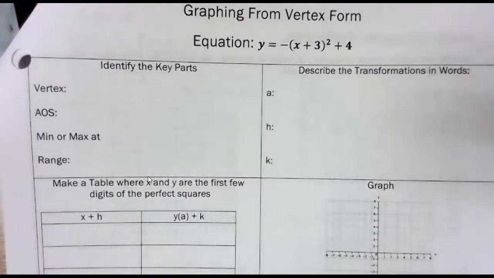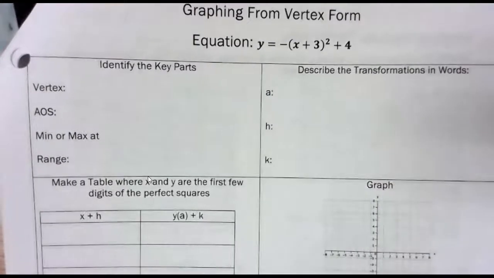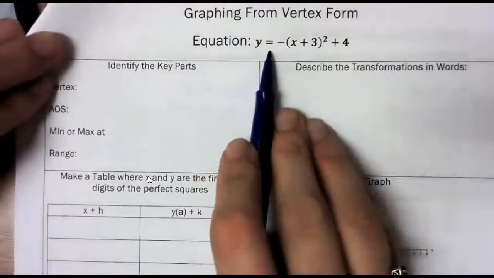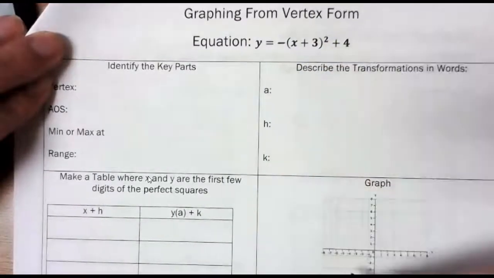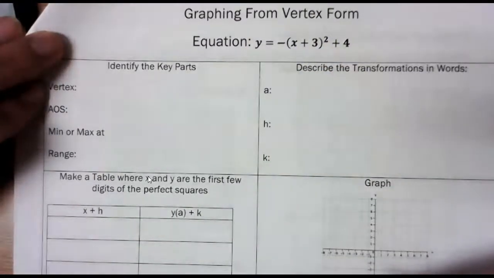So let's start at the very beginning. All right. Number 1. We have the equation y equals negative (x plus 3) squared plus 4.